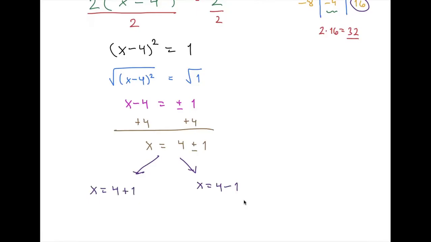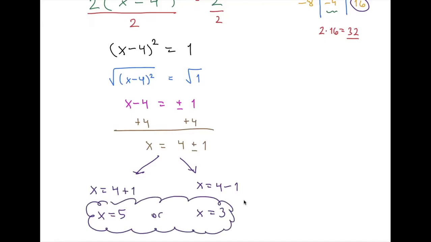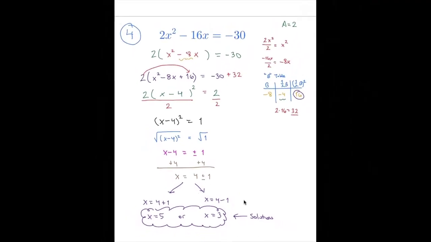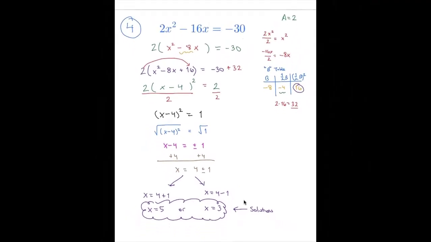So if we add 4 plus 1 on this side, that's going to be x equals 5. The other side is going to be 4 minus 1, which is x equals 3. So therefore, these are our two solutions: x equals 5 or x equals 3. And again, these would be my solutions for this particular problem. Okay, so you always want to make sure that you simplify the problems to the best of your ability.